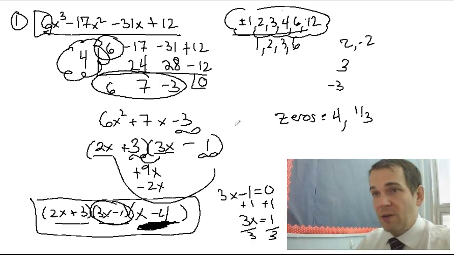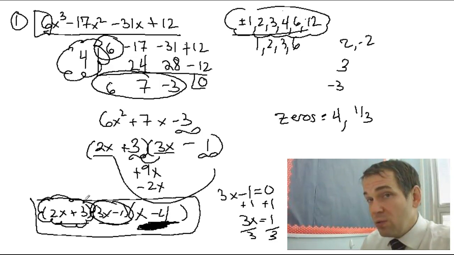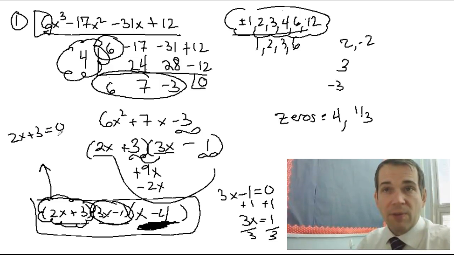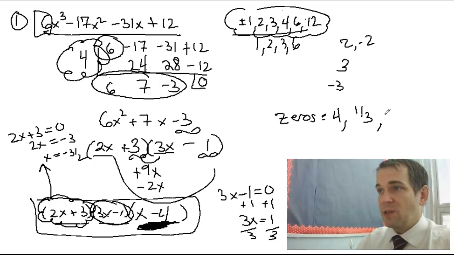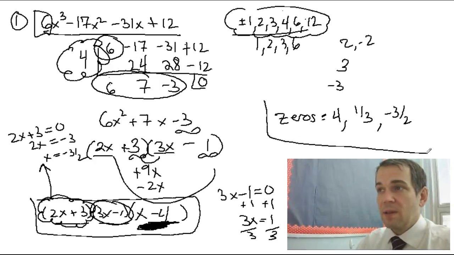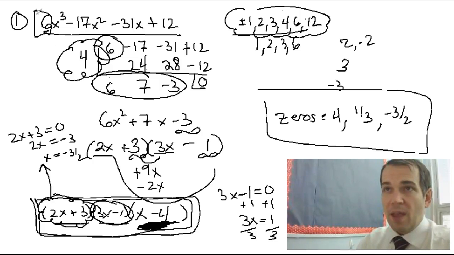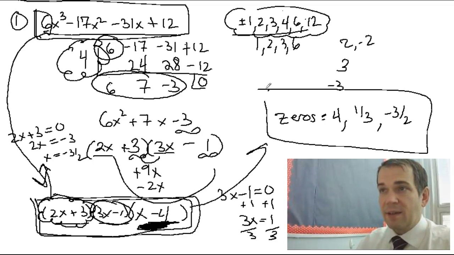So that would be another 0. And then if you can look at this and know right away it's negative 3 over 2, feel free to use that. But if you're not sure, take that 2x plus 3, set it equal to 0, and solve. So we'd subtract 3 from both sides, we'd divide both sides by 2, and get the other answer of negative 3 over 2. So these are my zeros, this is my factored form, and this is the polynomial in standard form. These are all connected. Good luck.